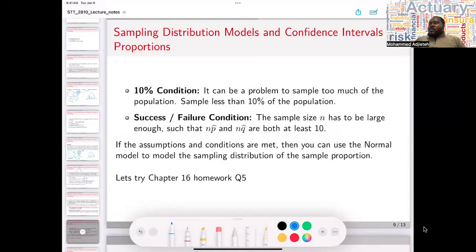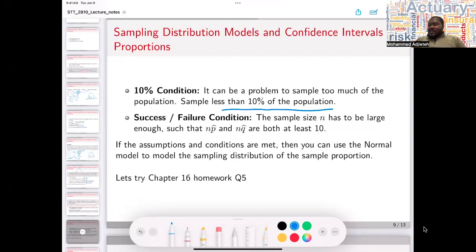So the 10% condition says what? It can be a problem if the sample size is too much. For example, if this class is 30 and I'm taking a sample of 20, that is too much. So the 10% condition means that the sample should be less than 10% of the population. Does that make sense? The sample size should be less than 10% of the population.